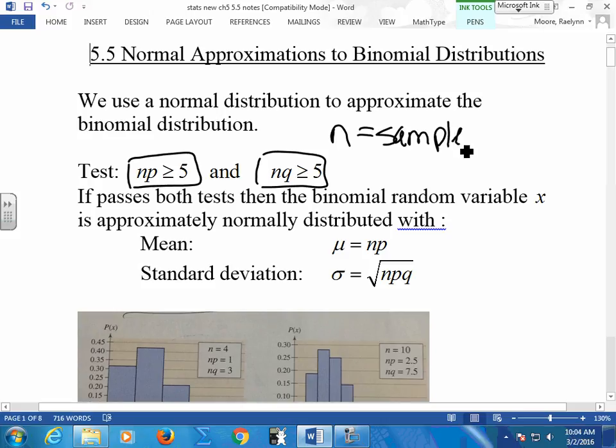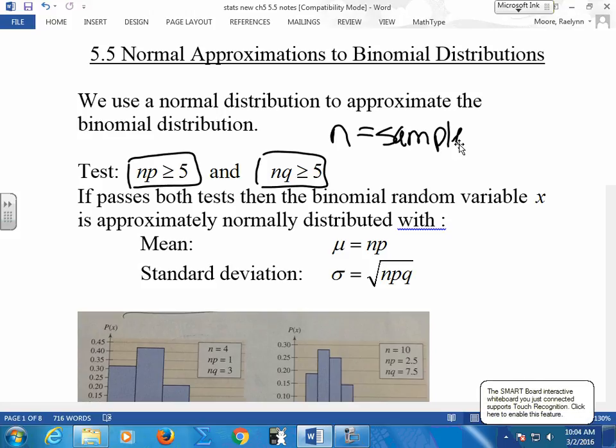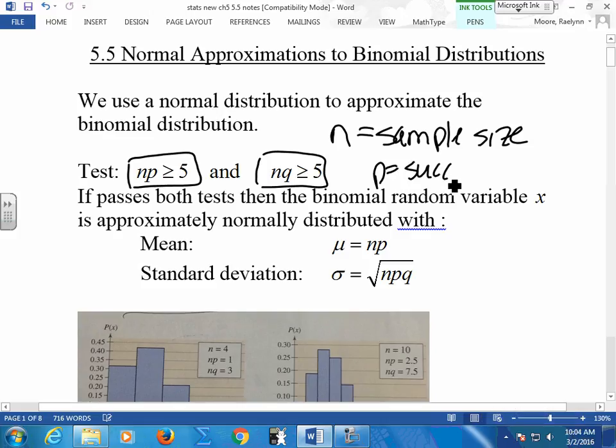Anybody remember what p represents? From back in chapter 4 when we did your binomial distributions? Probability of. There were two things that can happen, a success and a failure. So P is our success, and Q is the probability of failure. We write these in probabilities. We can make a fraction, we can make a decimal, whatever they gave us.